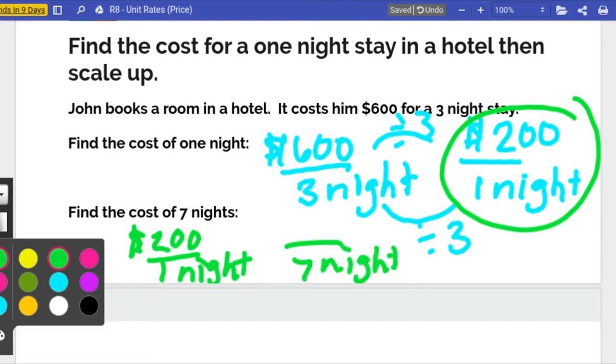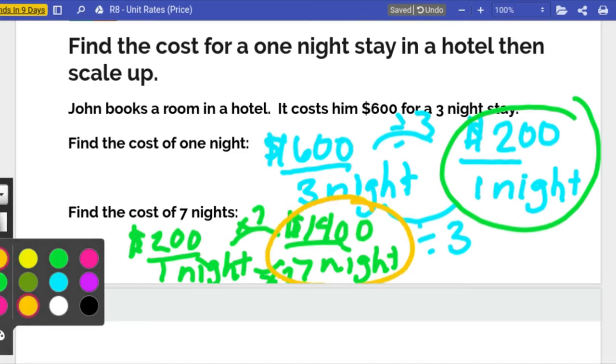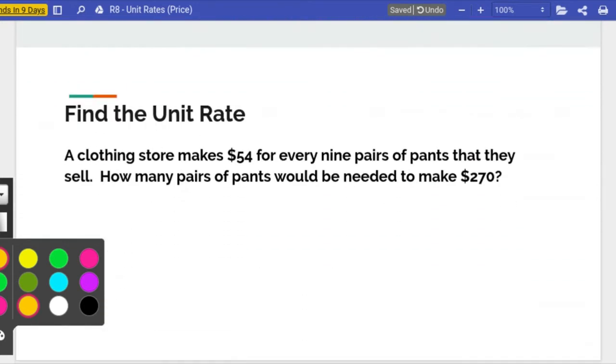Well, to get from one night to 7 nights, I'm going to times by 7. So I need to times by 7 on the top too. And 200 times 7 is 1,400. So for 7 nights, it would cost me $1,400. So again, once we find that unit rate, it's really easy to find any other equivalent ratios once we already know what it is for one.